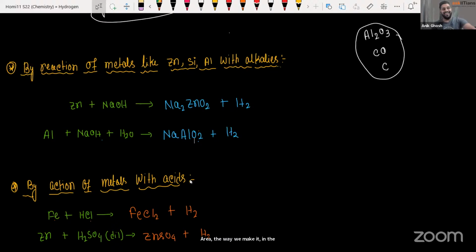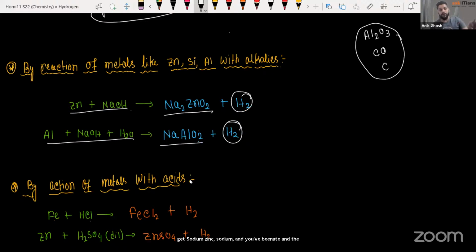Now here in the lab, we can make hydrogen by many different methods, and all the reactions are pretty much known to you. These two reactions are something we have recently completed. When zinc and aluminum are reacted with bases, you get sodium zincate, sodium aluminate, and hydrogen gas. These reactions were there in your grade 10, if you remember. Here you are getting sodium zincate. The earlier one was sodium aluminate. Here also you can see sodium aluminate getting formed.